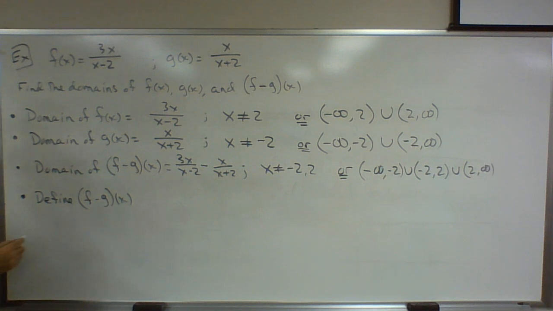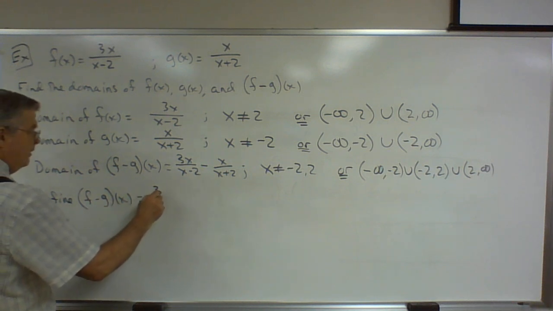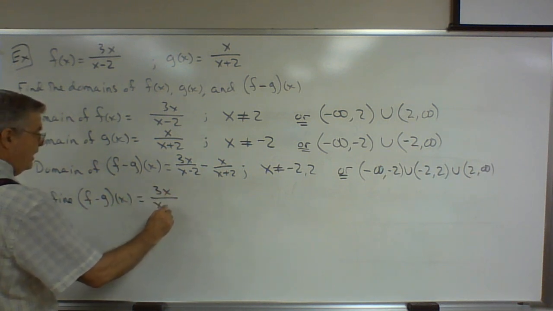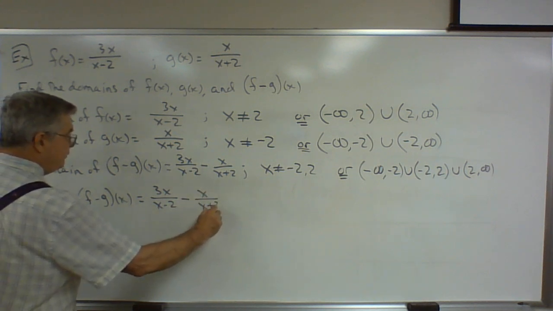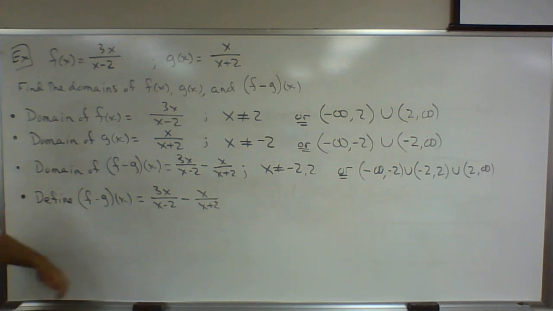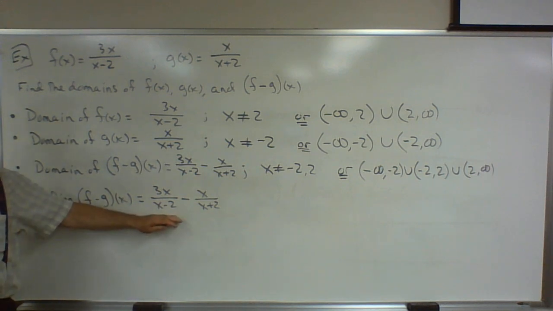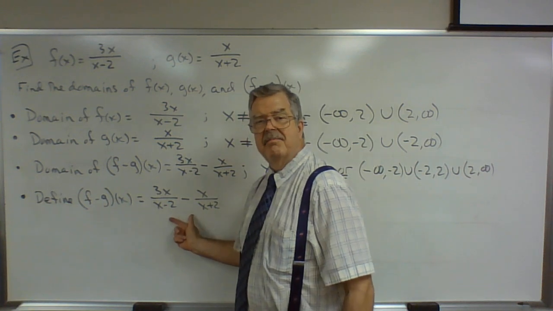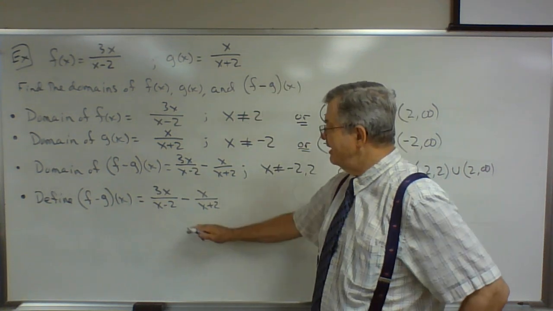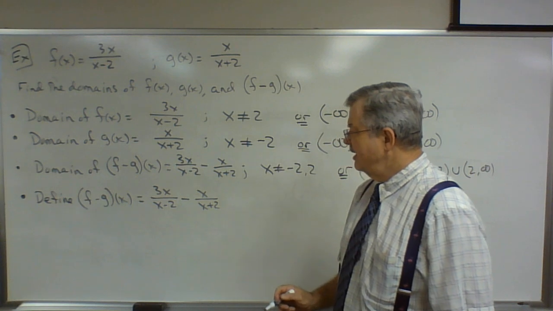I guess we have defined this, haven't we? 3x over x minus 2 minus x over x plus 2. You know, I'm tempted to leave it like this. We could get a common denominator and combine these two terms, but what the heck, I'll just leave it like this.